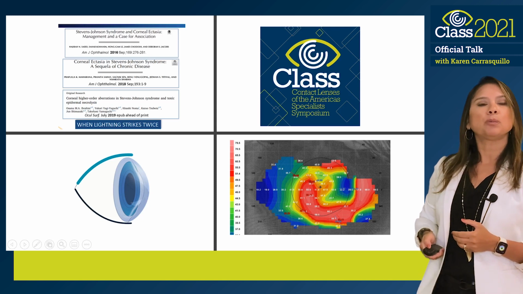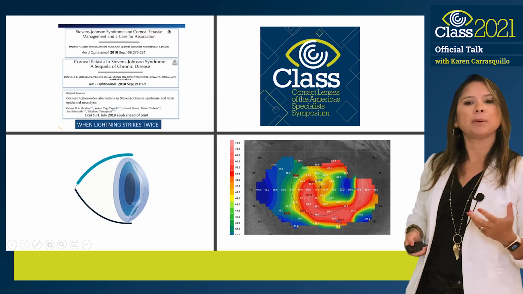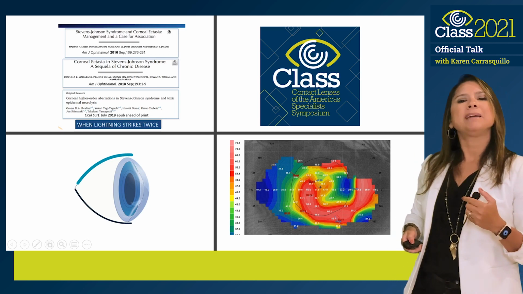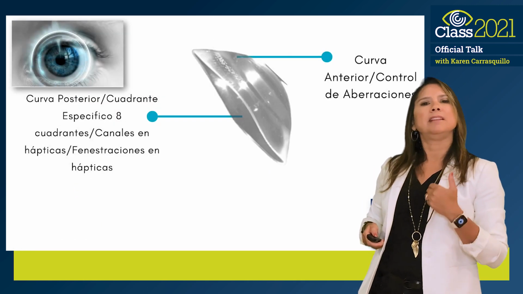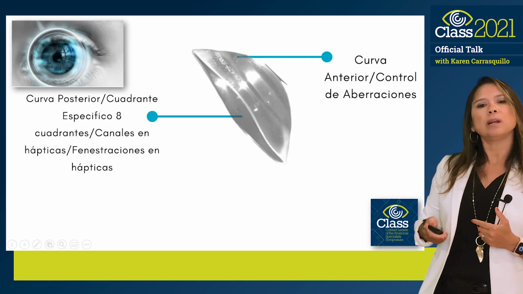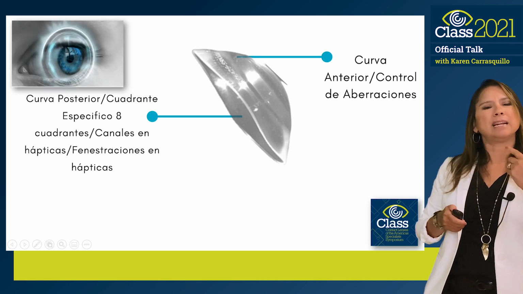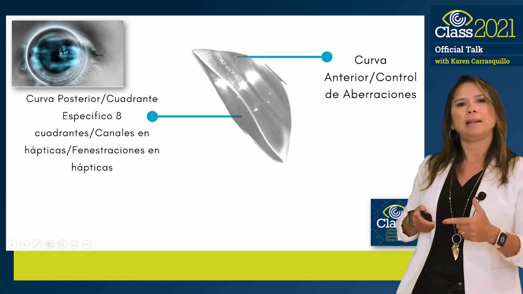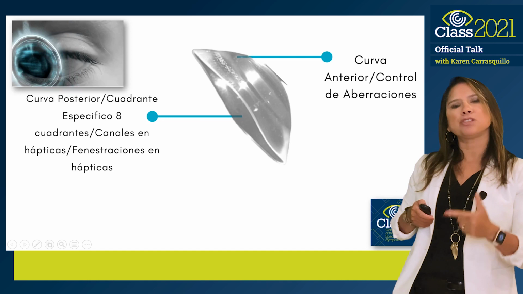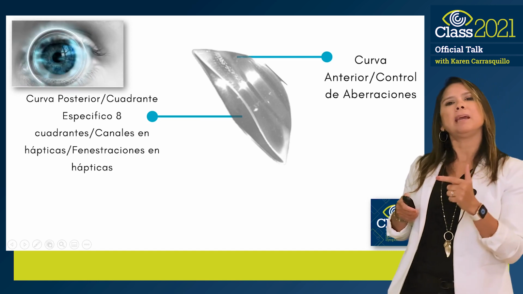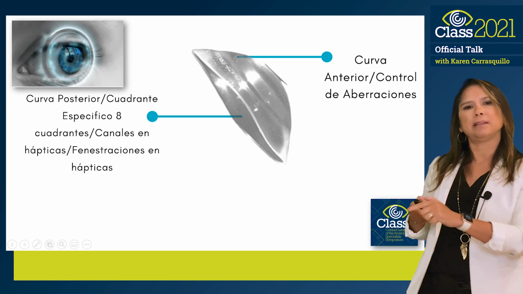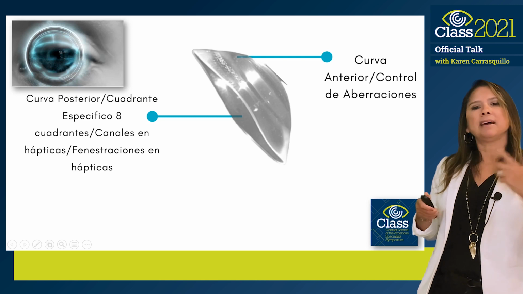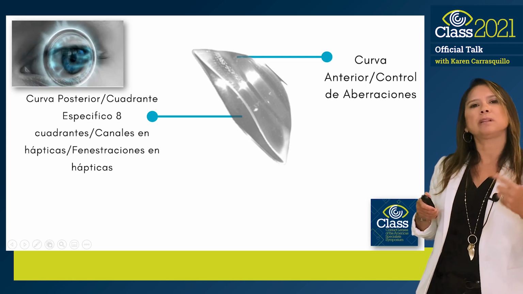I tried to get a topography, and even though the topography was not of the best quality, I did have evidence that there was an element of ectasia, and I began to push the limit of what I could do with that scleral lens, where not only did I personalize that posterior area in 8 meridians, where I added channels in the posterior area, where I added fenestrations in that haptic, but also began to modify the anterior curve, really pushing the limit, changing different eccentricities in the anterior curve to see which one gave me the best result to get some aberration control.